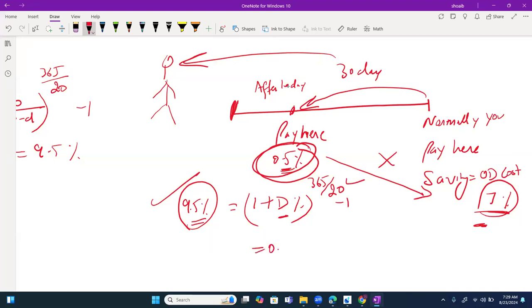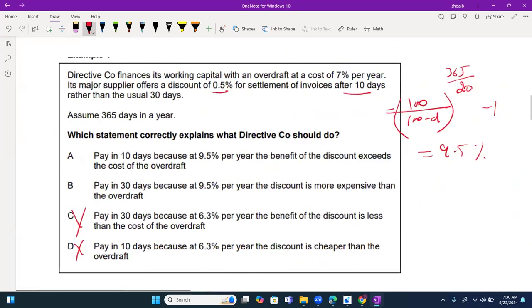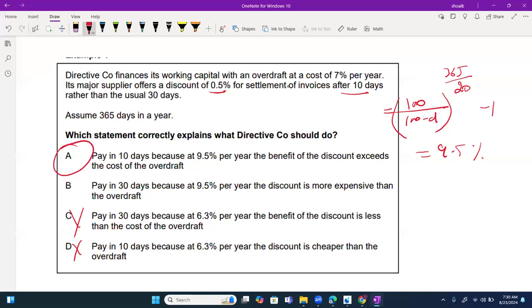Sometimes you can also do it in this way. 0.5 into 365 over 20. But this is not a good way. But sometimes our examiner is also doing in this way. Simple. But this is the effective rate. So if I pay 20 days earlier, I will get 9.5. If I pay late, I will get 7. So it's a no-brainer that I will pay 20 days earlier. Means I will pay after 10 days. So that's why it's an A answer.